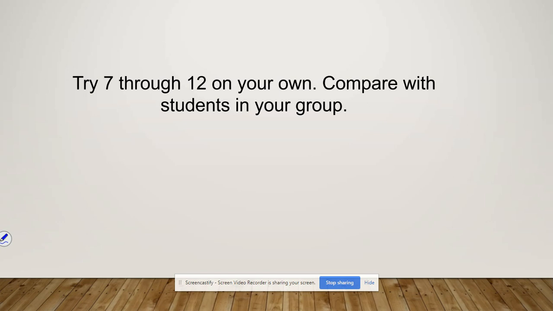So you're going to go through and do 7 through 12 on your own. You're going to compare with students in your group, check with me to make sure you've got it right before moving on to today's exit ticket and homework.